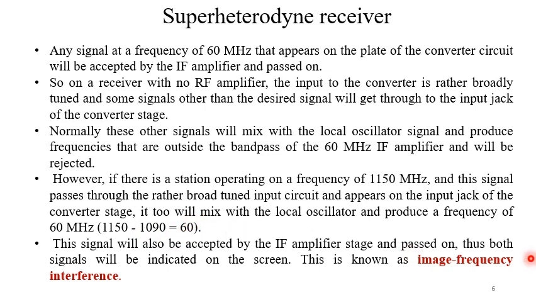So this signal will also be accepted by the IF amplifier stage and passed on. Thus, both signals will be indicated on the screen. This is known as the image frequency interference, and this particular station of this frequency is the image of the actual station or actual carrier frequency.